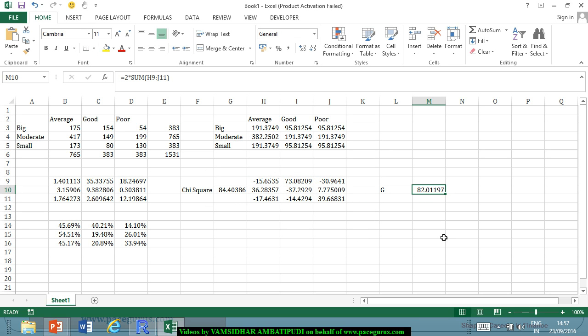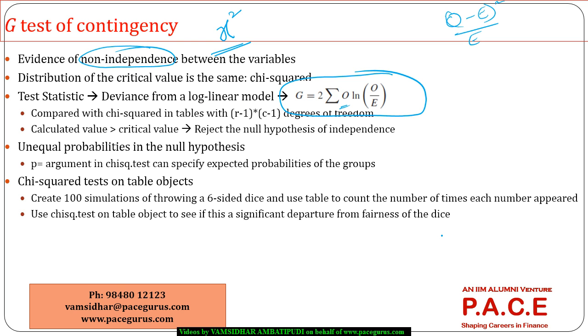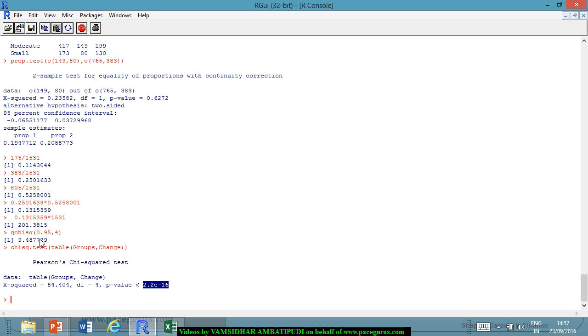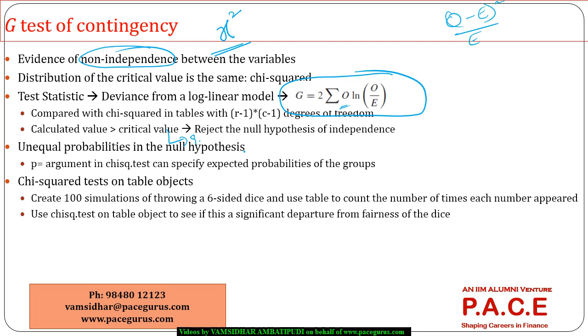This is again done the same way. We are comparing it with the chi-square distribution with r minus 1, c minus 1 degrees of freedom itself. So the critical value will still remain the same. Critical value is that 9 point something that we have got. 9.487 is my critical value. So I am comparing this 82 something with this critical value.